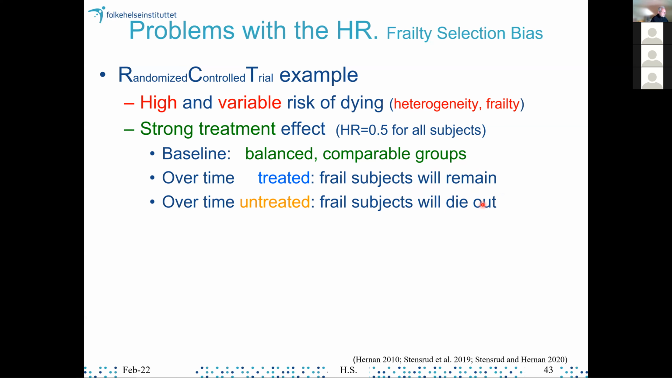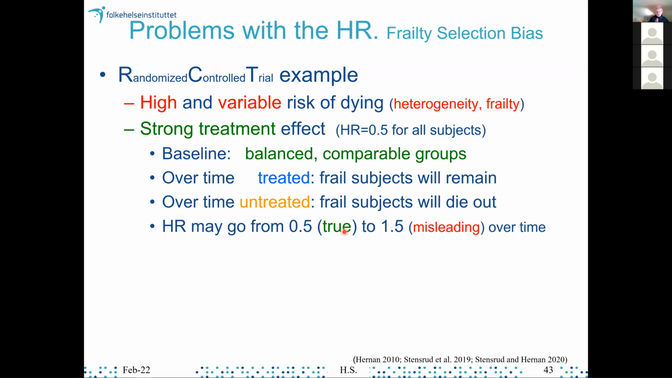And this will affect the hazard ratio. It may go from 0.5, which is the true value, right after analysis time starts. And then over time, it will increase and can even go beyond 1, maybe to a value like 1.5, which is totally misleading. So this is an effect that is built into the hazard ratio.